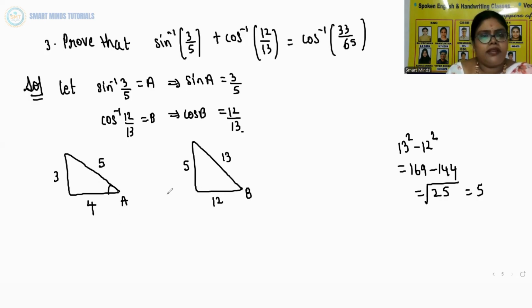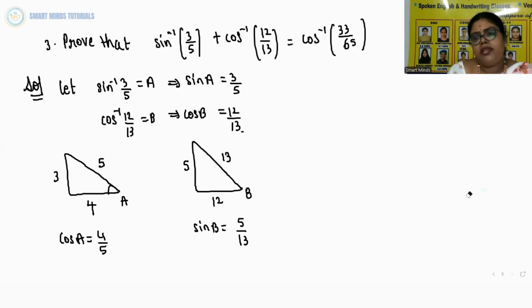Now after getting all the values, for A, sin A is given. Now let us find out cos A. Cos A is adjacent by hypotenuse. So 4 by 5. And for the second figure, cos B is given. So we need to find out sin B. Sin is opposite by hypotenuse. 5 by 13.